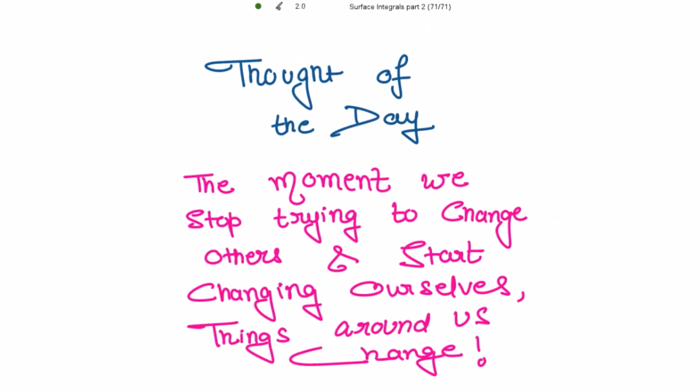Now time for the thought of the day. The moment we stop trying to change others and start changing ourselves, things around us change. So instead of changing other people, just try to change yourself, right? And then automatically the things around you get changed. With the change in you, the world around you itself gets changed.